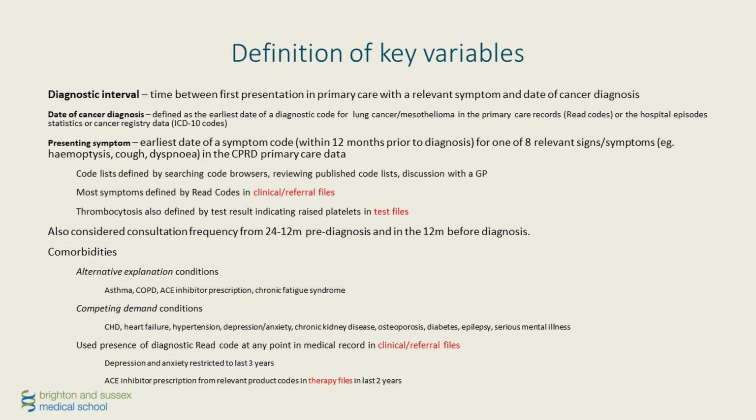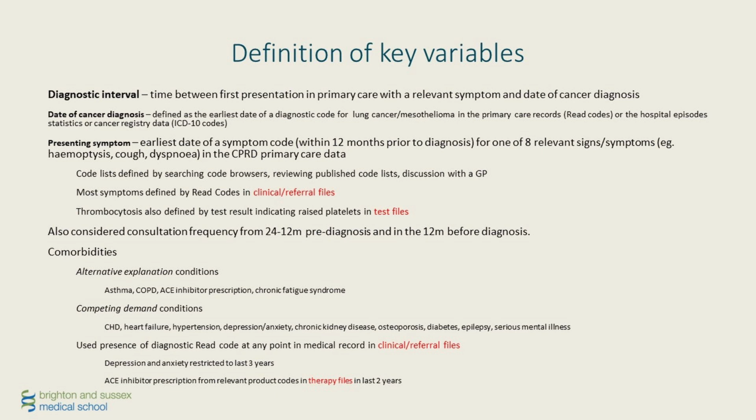The comorbidities we considered as alternative explanation conditions were asthma, COPD, having a prescription for an angiotensin converting enzyme inhibitor, because this can cause cough in some patients, and chronic fatigue syndrome. We also considered 9 chronic conditions such as coronary heart disease and diabetes as possible competing demand conditions. We defined these by the presence of a diagnostic Read code.